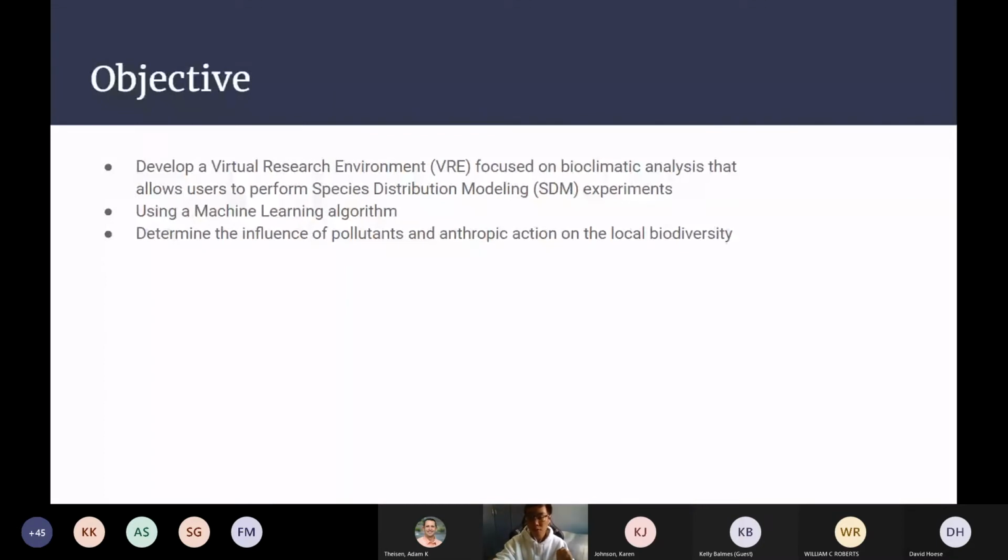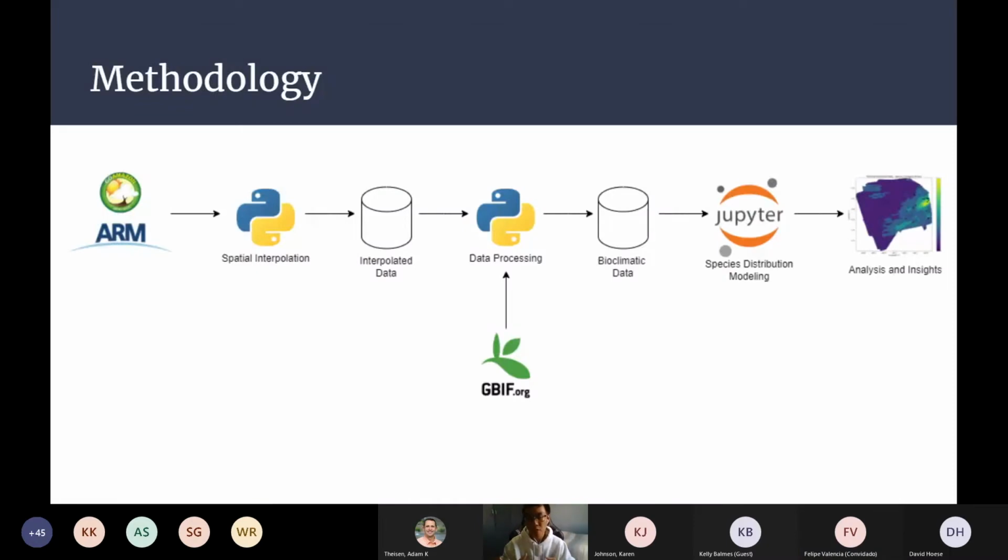The main objective of this work was to develop a virtual research environment, VRE, focused on bioclimatic analysis that allows the user to perform species distribution modeling, or SDM, experiments using machine learning techniques, aiming to determine the influence of pollutants and anthropic action on the local biodiversity. This virtual research environment consists of scripts and a Jupyter notebook written in Python.